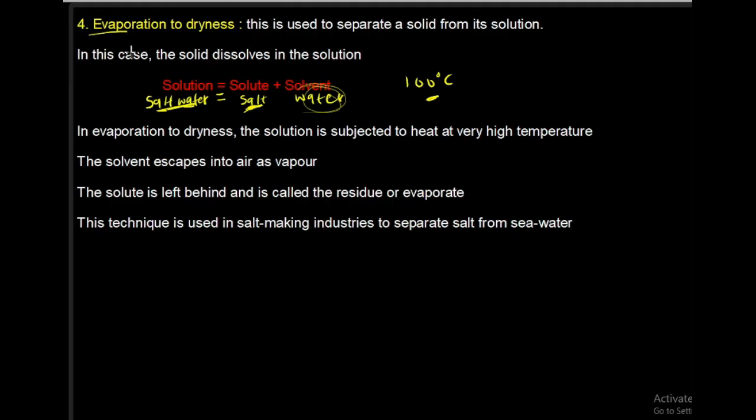So evaporation to dryness is applicable wherever we have a solute and a solvent. That's a soluble solid and a liquid. That's when we use evaporation to dryness, unlike filtration, which we use anytime we have an insoluble solid and a liquid. Evaporation is for soluble solids and liquid.